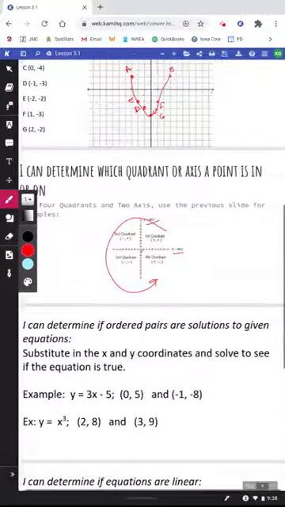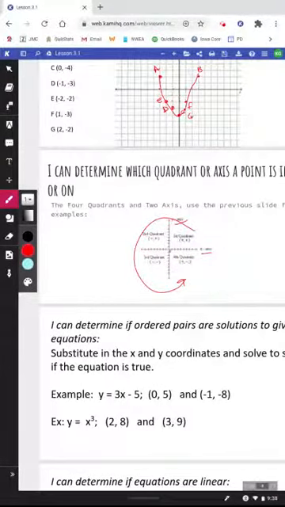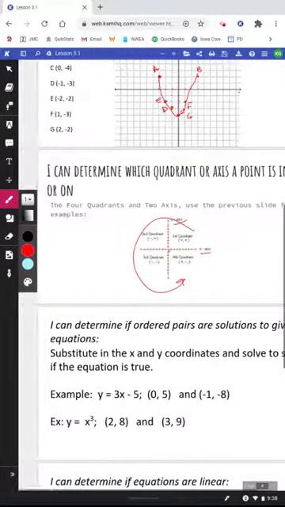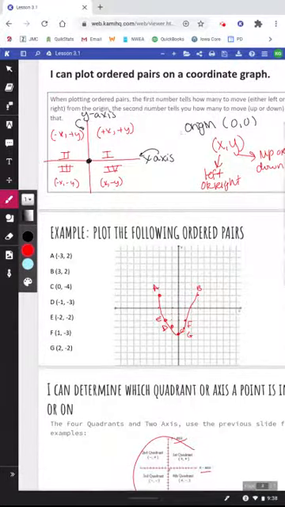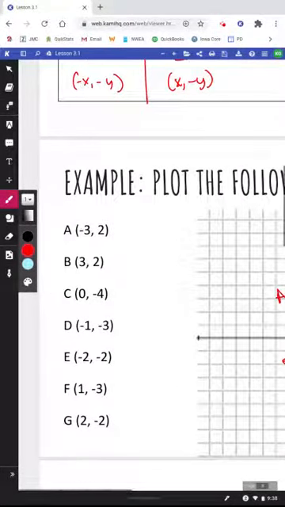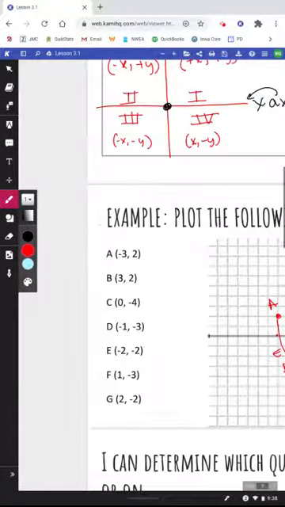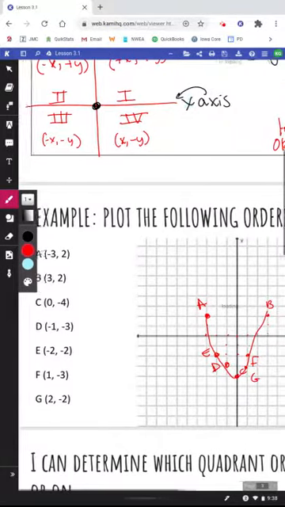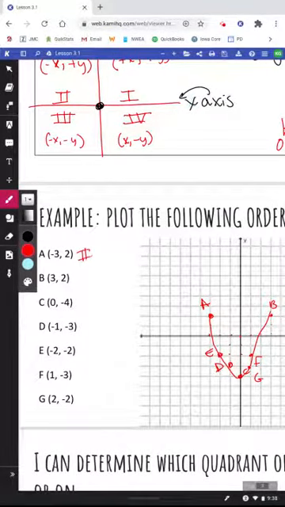So it says, use the previous slide for examples and label which quadrant or axis the point is in. So if I go back here, I have -3, +2. For A, we had that over here in quadrant 2. B was in quadrant 1 because they're both positive. C was on the y-axis.